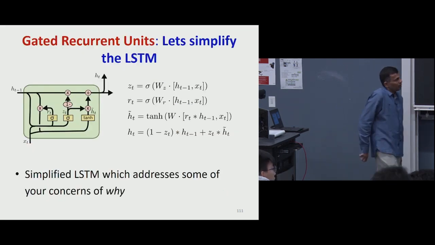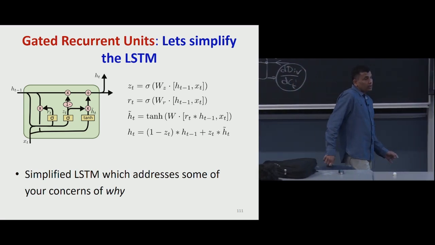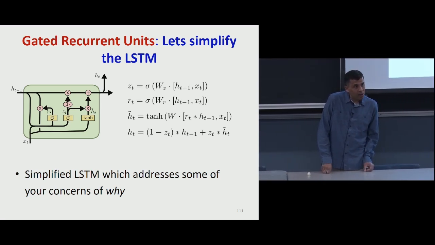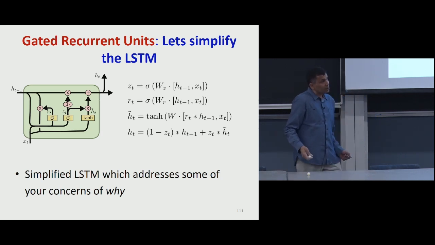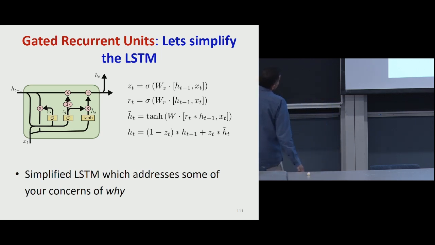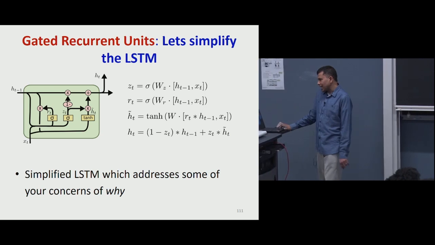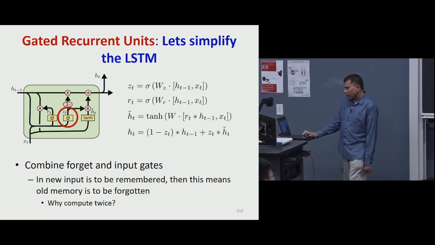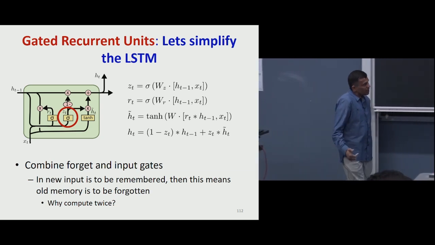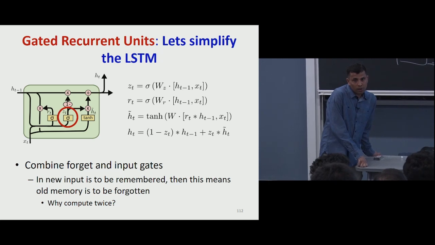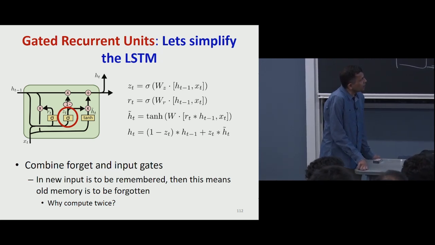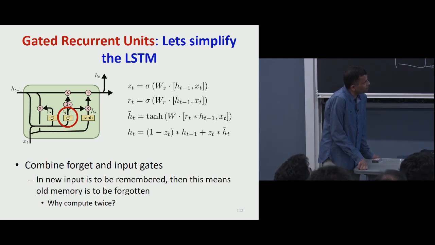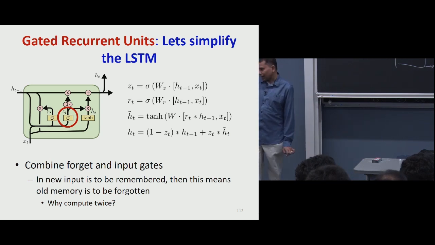Now one final bit, you can actually simplify the structure. The whole thing is very complex and maybe it's overstated, right? Why do we have so many gates? Why are we sending both the hidden value and the memory into anything when the hidden value is just directly computed from the memory, right? What is the point? Why do we need so much extra computation? Turns out you can simplify the whole thing through a simplified model called the gated recurrent unit, where you combine the forget and input gates. You say if a new input is to be remembered, then it means old memory must be forgotten. So the forget gate is going to be 1 minus the input gate. Very simple, right? So you got rid of an extra gate.